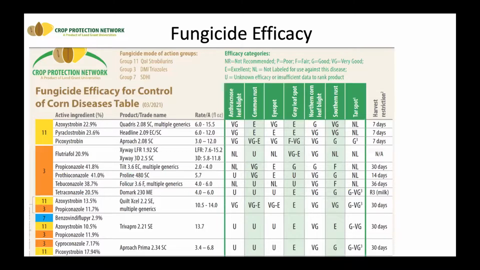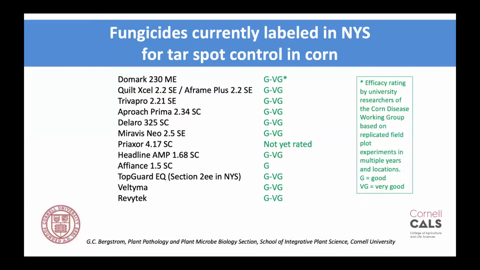So we've participated in the corn disease working group, which puts together a rating guide for efficacy of fungicides each year. And for the first time last year, we've included tar spot in this list. There are a number of materials that look pretty darn good now against tar spot applied foliarly. And of course, as you know, there's a subset of those materials that are labeled in New York State, and this changes all the time. I try to keep that updated.